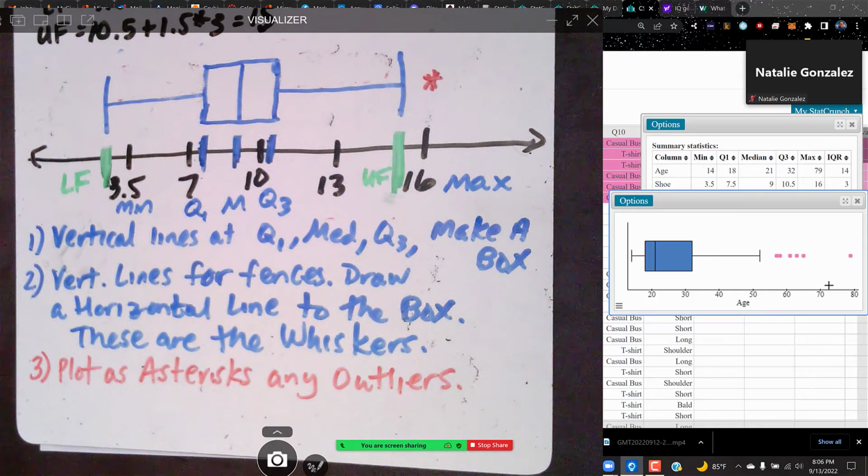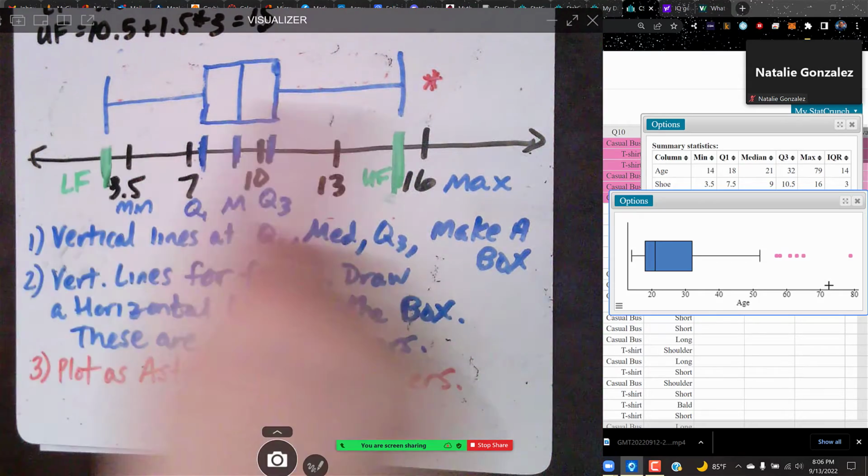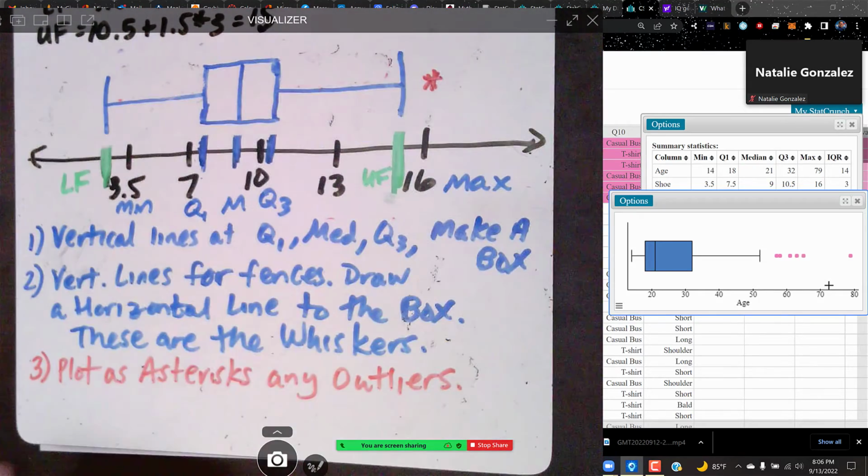But if you do it once or twice by hand, it kind of locks in the meaning a little bit more. It's easy to remember what the box represents, what the whiskers represent, what the stars represent, or the dots. I think it's easier if you just do a couple of these by hand.